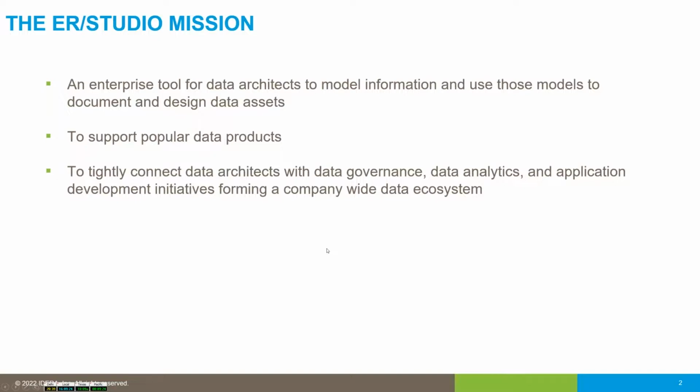So, let's kick off with the mission for ER Studio. Now, hopefully, many of you are familiar with ER Studio as a product. We've been around for a good number of years now. We are essentially a tool for data architects to be able to produce models of information, and then we use those models to then document and design data assets. And data assets might take the form of traditionally relational databases, and we're now starting to move into other types of data structures. So there's newer databases like Mongo that we're going to talk about, and today we're also going to talk about JSON and hierarchical data structures.